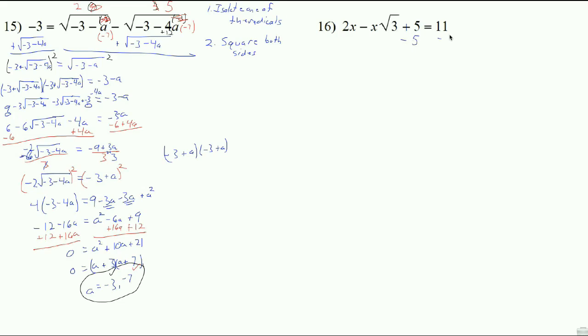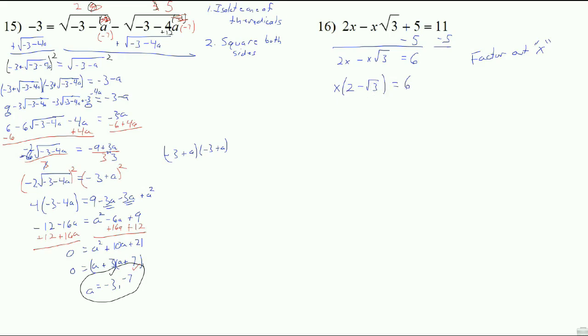So in this case, we want to subtract 5 from both sides. 2x minus x root 3 equals 11 minus 5 is 6. And here's what's different. We can't combine these. They're both x's, but this one has a square root of 3 and this one doesn't. So if you cannot add the terms together because of square roots, what we do is we factor out the x, or the variable. In this case, it is an x. So we're going to factor out the x. So we have x times what's left over, 2 minus root 3 equals 6.